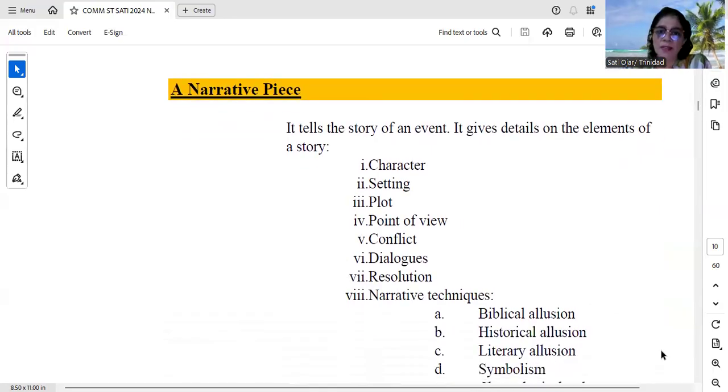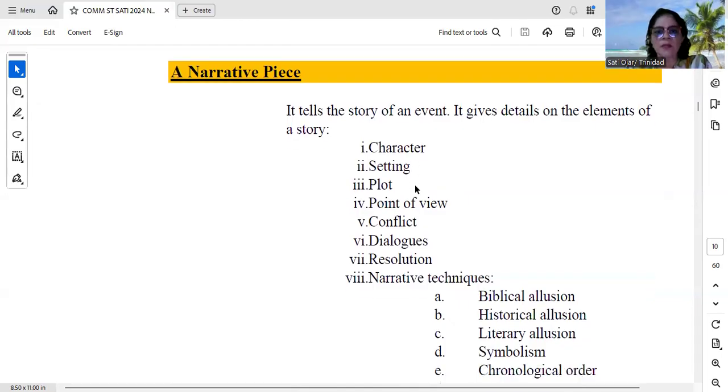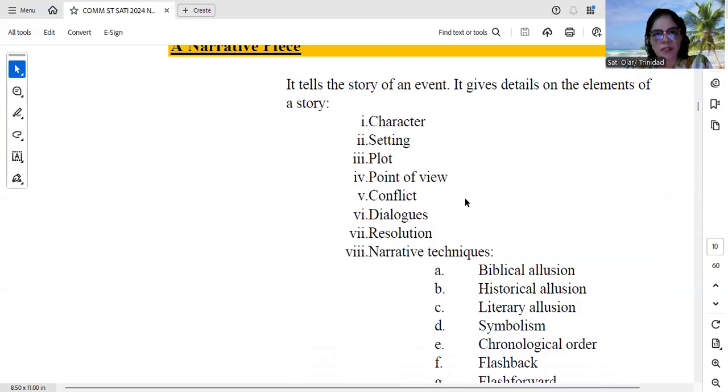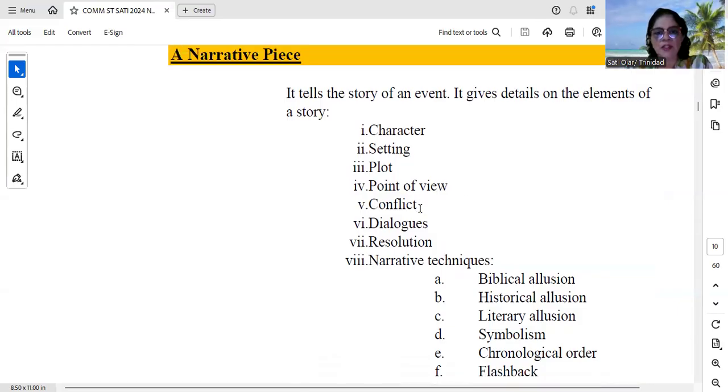What are the elements of the short story? Elements of the short story are character, that's the person or the people in the story, the setting, the place, the plot or the summary of the events, the outline of the events that take place in the story, the point of view, which can be first person or third person point of view, conflict, which would be any tensions that you meet within the story. The conflicts can be between characters, between character and nature, within character, and between character and society.